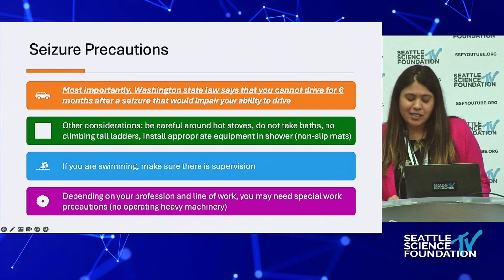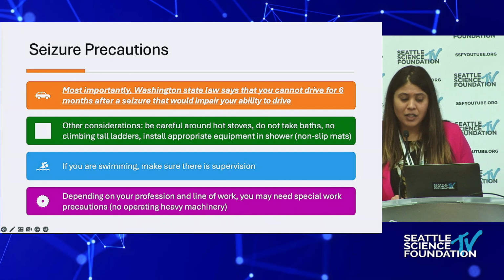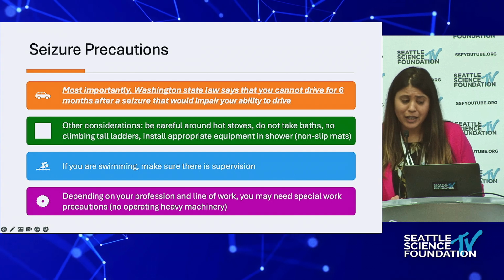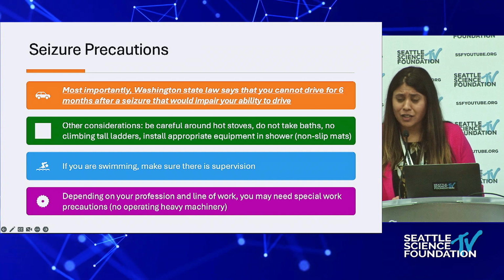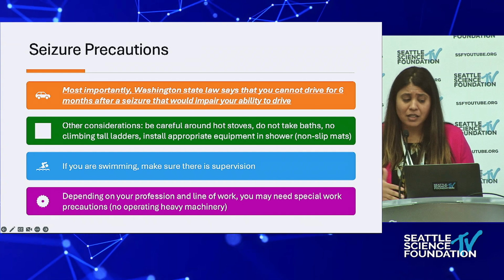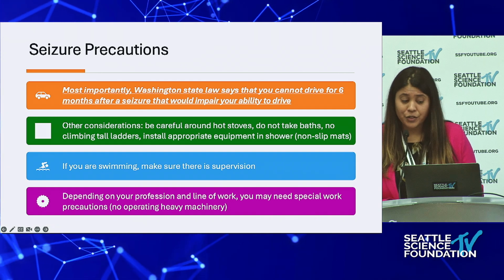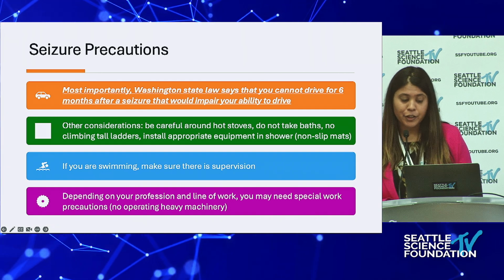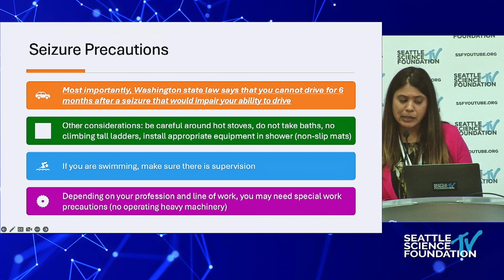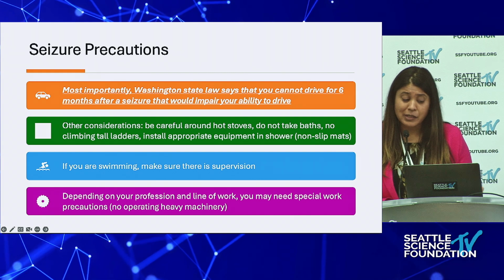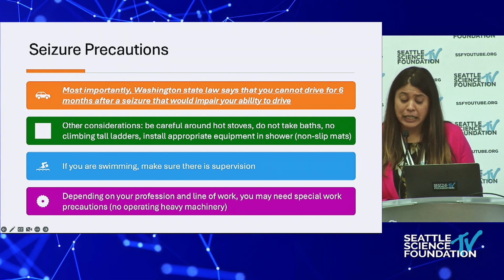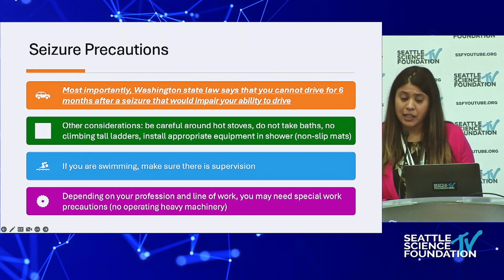Other considerations: be careful around hot stoves, do not take baths, do not climb tall ladders, and install appropriate equipment in the shower, such as non-slip mats and things like that. If you're swimming, make sure there is supervision. And depending on your profession and line of work, you may need special precautions, specifically no operating heavy machinery for at least 6 months after a seizure.